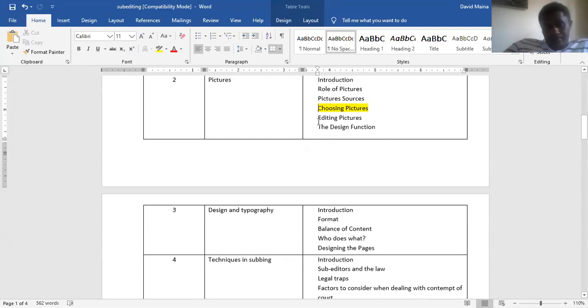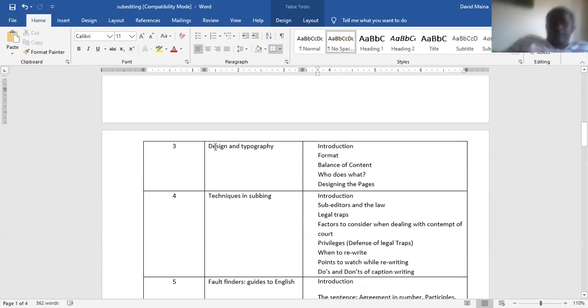Then there is what we call editing pictures. When you talk about editing pictures, you're going to look at cropping, resizing, and what we call retouching. Those are things that you're going to look at. The reason why we edit pictures is so that they can fit the page, and so that they can look relevant to our stories.